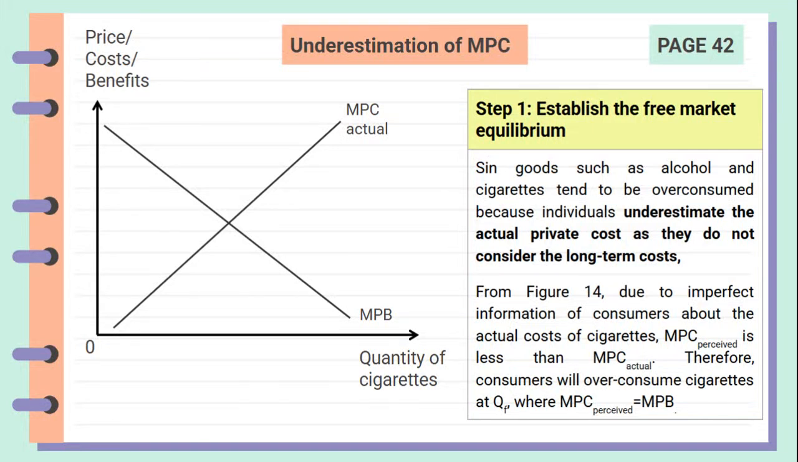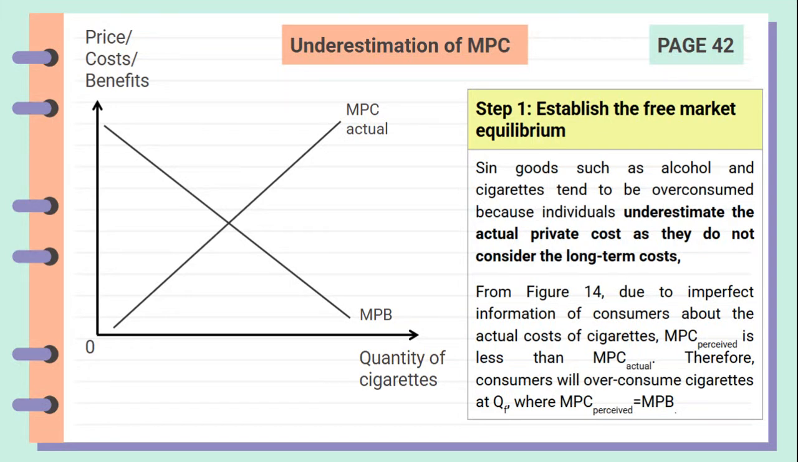In this video, we will analyze how sin goods such as cigarettes and alcohol are often overconsumed due to underestimation of marginal private costs using the 7 steps framework. The first step is to establish the free market equilibrium.